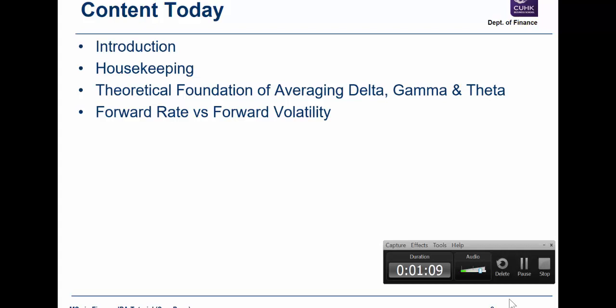I'm going to tell you a bit about the averaging delta thing that we have been discussing throughout this term, starting from a very simple concept, even just like geometry. But there is actually a theoretical foundation to it. I want to tell you a bit about forward rates, as in forward interest rates versus forward option volatility. And if you can understand the parallels, I think you're going to find what Govert was saying last night a lot easier to understand. Some of you asked me to explain that to you, so I will do that.